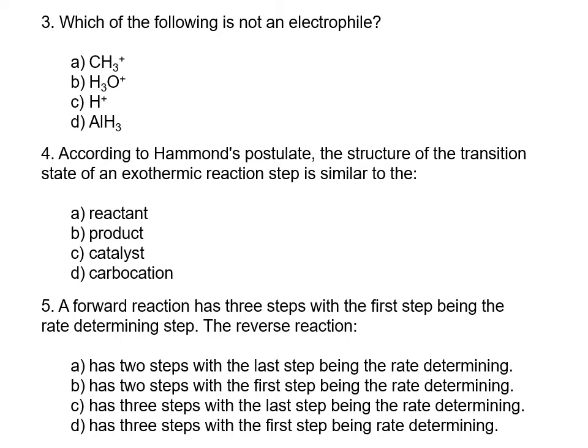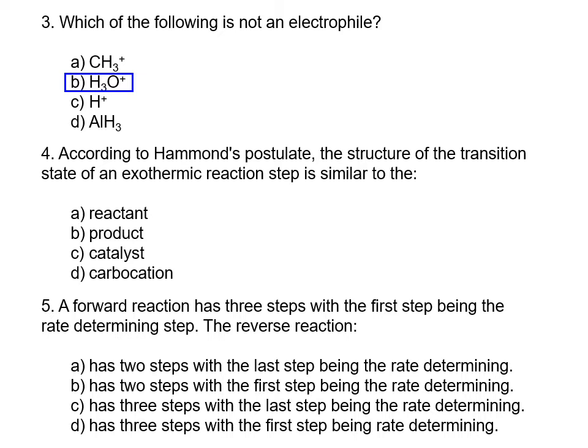A is methyl cation, so there is an empty orbital on carbon. That's obviously an electrophile. B is hydronium ion. And hydronium ion actually does not have any empty orbitals. Oxygen has its octet filled, and each of the 3 hydrogens has its duet filled. So no empty orbitals, and that means that B is the correct answer.